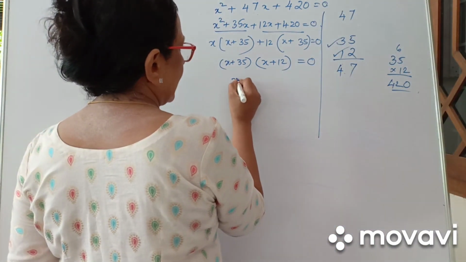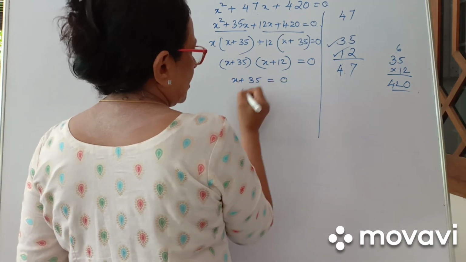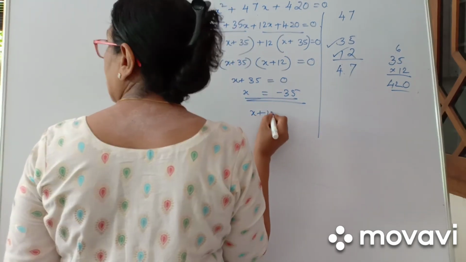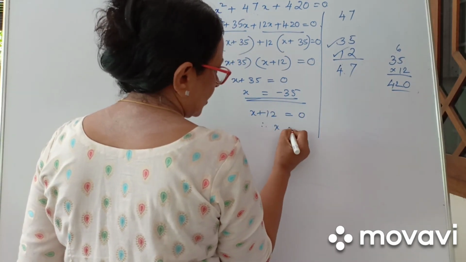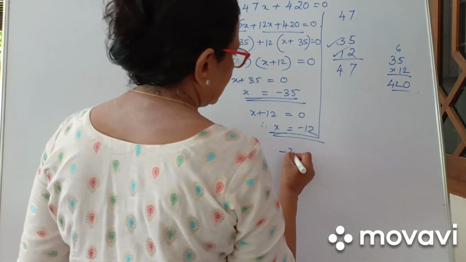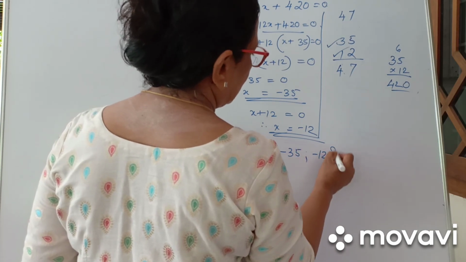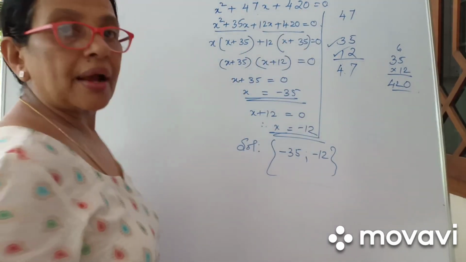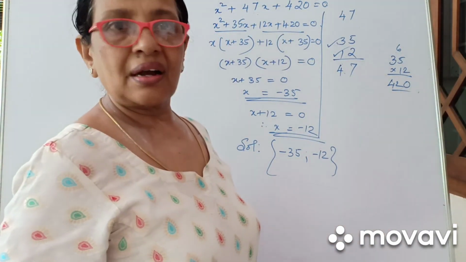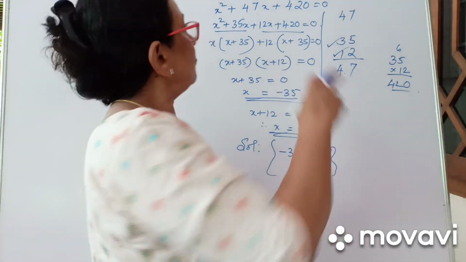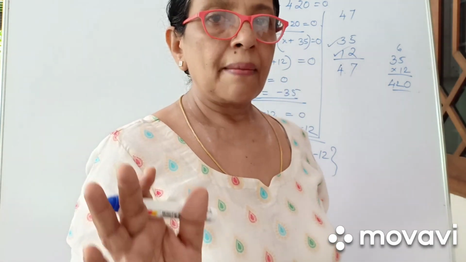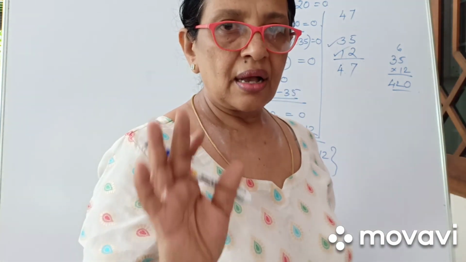Now this means x plus 35 equal to 0, therefore x is equal to negative 35. First root. X plus 12 equal to 0, therefore x is equal to negative 12. So solutions are negative 35 and negative 12. What did I say? If all the terms are positive, the roots both will be negative. Understood? Previous question, we had this b, the middle term negative, so we got both the roots to be positive. Understood what I said? Are you able to follow?